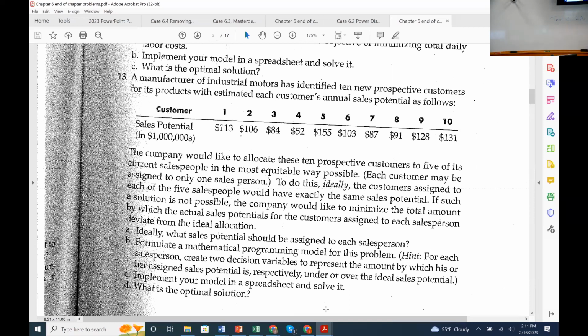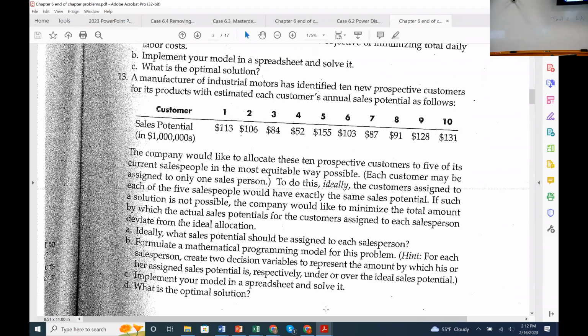The problem that we got most of the way through on Tuesday was we have 10 customers that need to be assigned to 5 salespeople, and the assignments are yes, no. That customer is with that salesperson and not with any other. There's no sharing. There's no 2 salespeople assigned to any one of the customers.